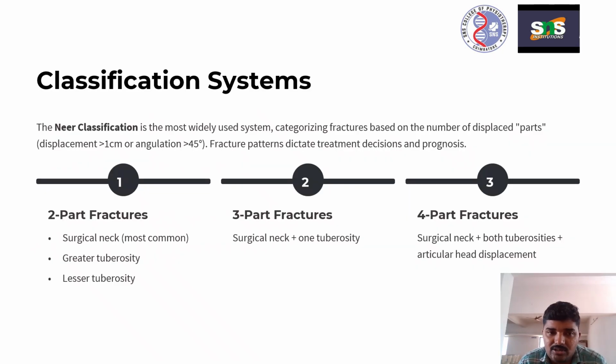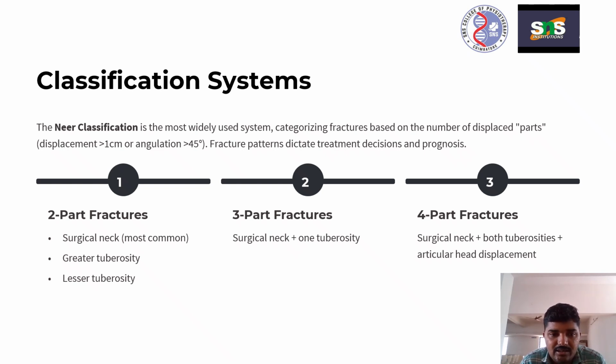Now, classification systems. The Neer classification is the most widely used system, categorizing the fracture based on the number of displaced parts. A part is displaced with more than 1 centimeter of displacement or angulation of more than 45 degrees. Fracture pattern dictates treatment decision and prognosis.